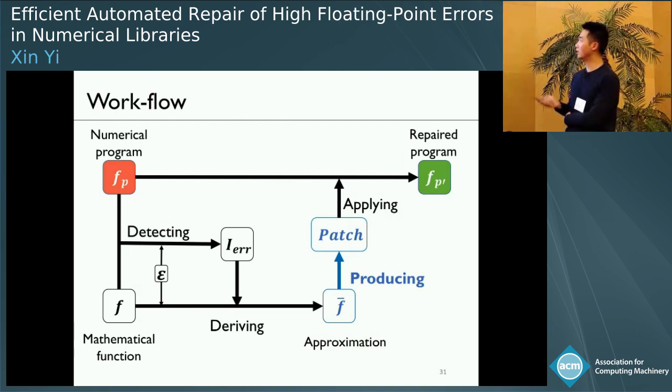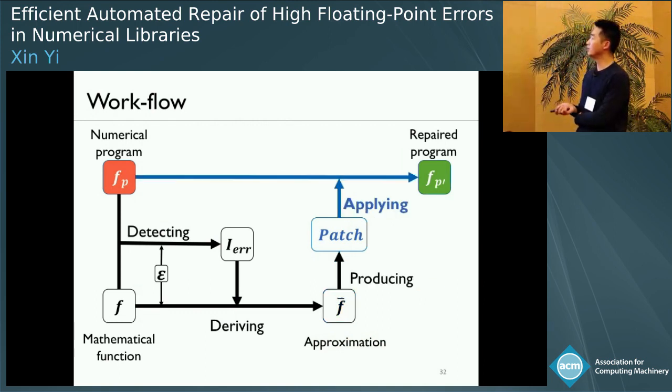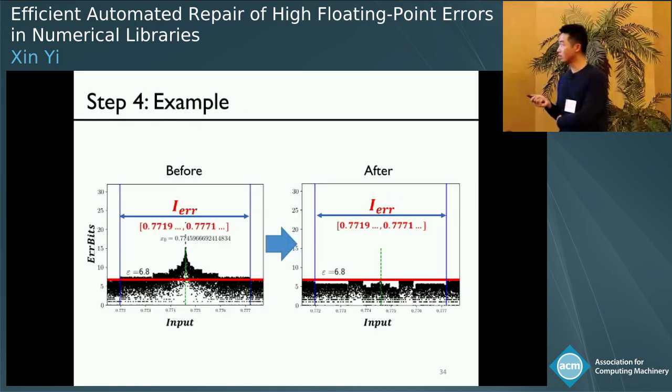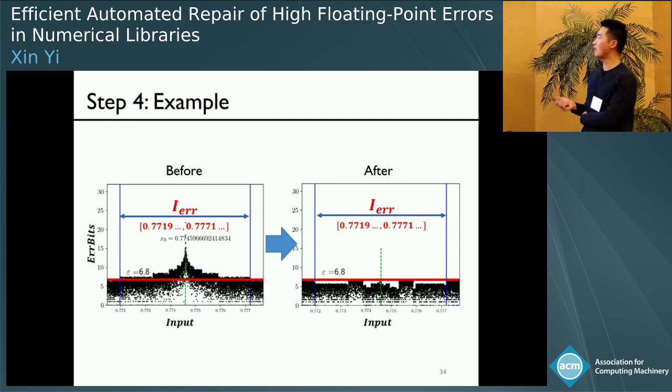So after producing the patch, we apply it back to numerical programs. It is quite simple to apply it back. We just add a new branch to call the patch. If the input x belongs to the I error, we just call the patch. In other cases, we just execute the original program. So in the previous example, after applying the patch, we can see that all high floating point errors are repaired.